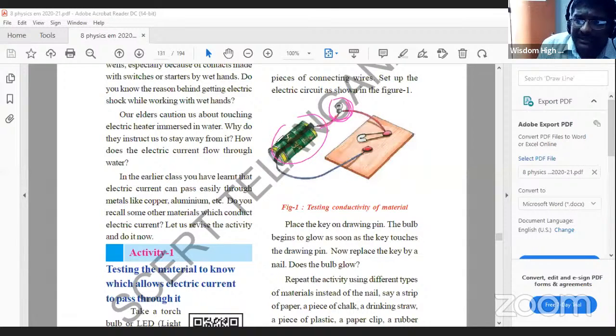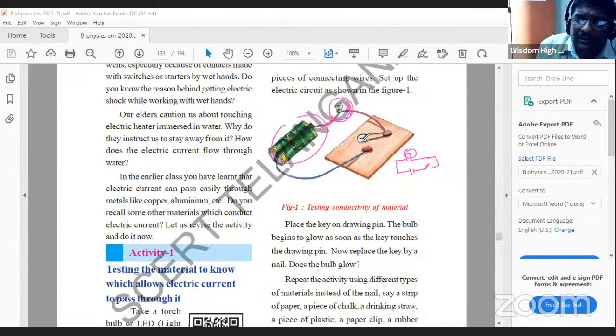So here we have to construct an electric circuit. What materials are required to construct the electric circuit? A bulb is required, a battery, and a switch. The switch is required for closing and opening the circuit. We may construct it like this.